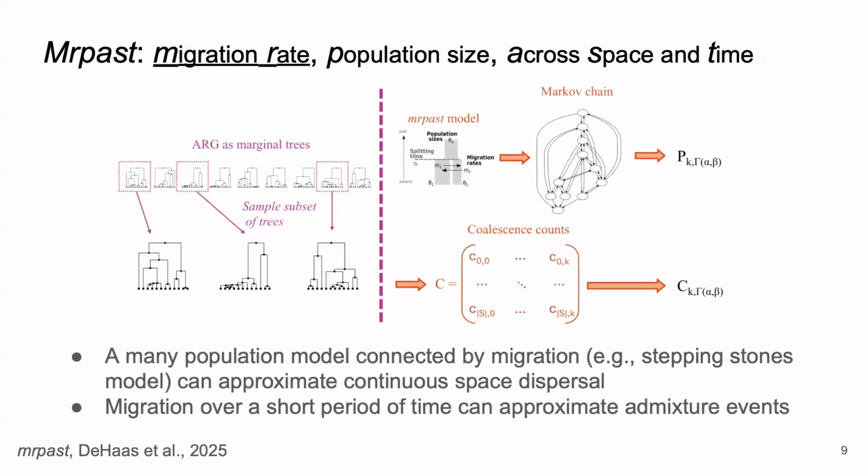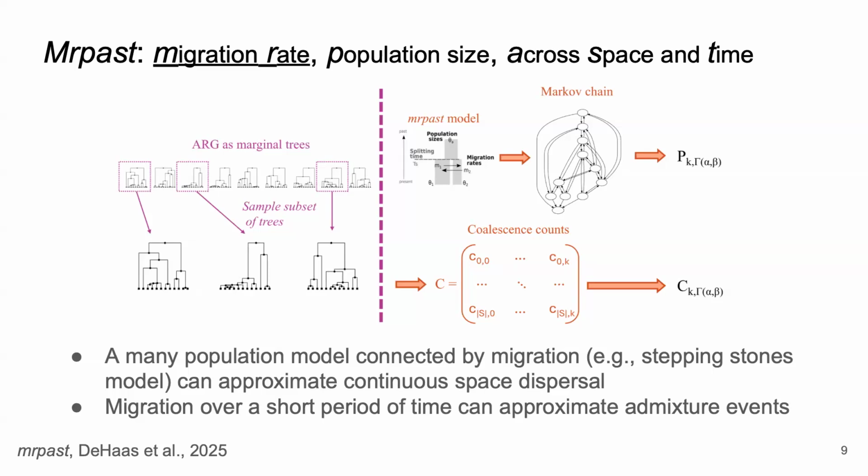However, before our study, there hasn't been any ARG-based method that could estimate migration rates. We think migration rates are an interesting parameter because we can think of different populations occupying different geographical space, with migration connecting each other. And when we consider many subpopulations with migration connecting them to each other, it approximates a continuous space.